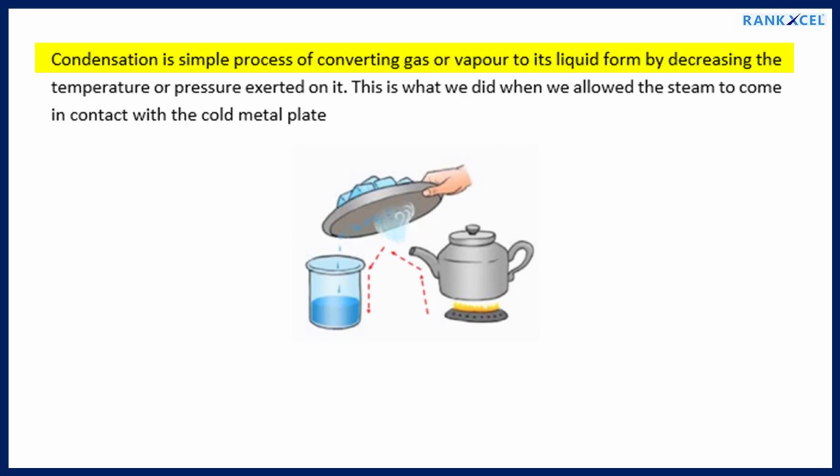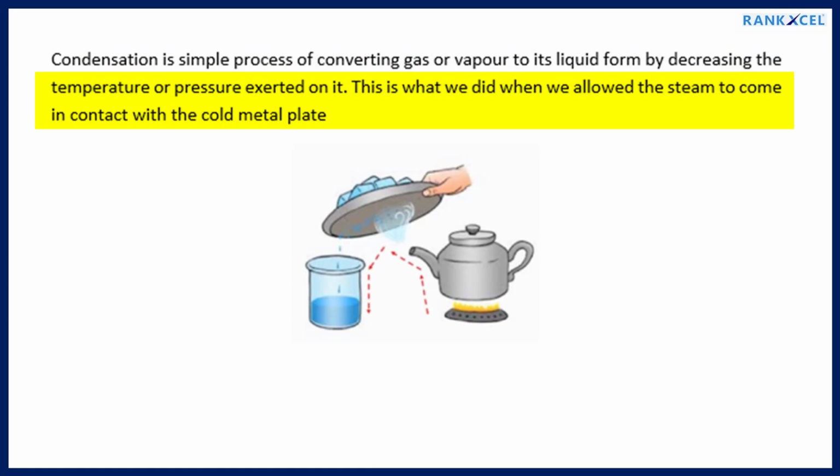Condensation is the simple process of converting gas or vapor to its liquid form by decreasing the temperature or pressure exerted on it. This is what we did when we allowed the steam to come in contact with a cold metal plate.